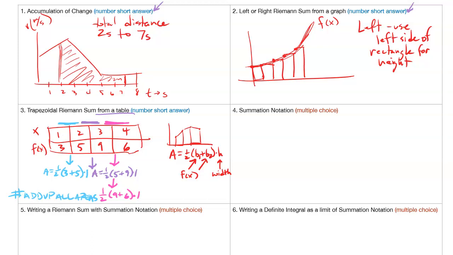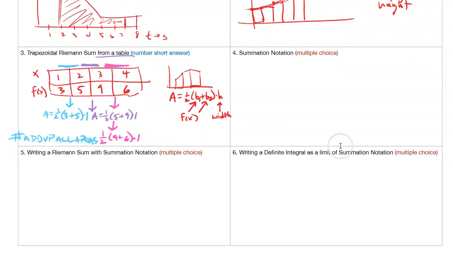Summation notation. This is where you definitely have to rely on memory. The different types of questions you're going to have. So this is the simple summation notation. You'll be given a formula like the sum from n equals 1 to 5 of n squared plus 1 divided by 3.